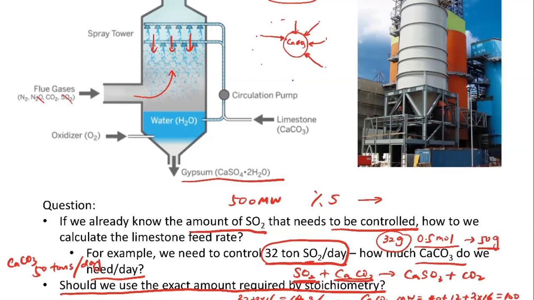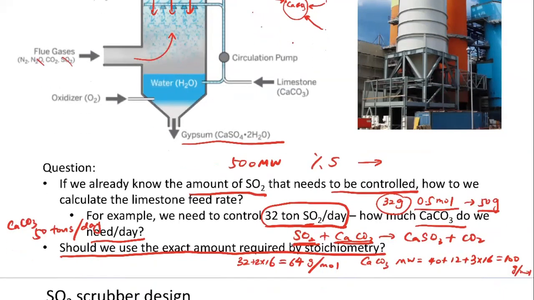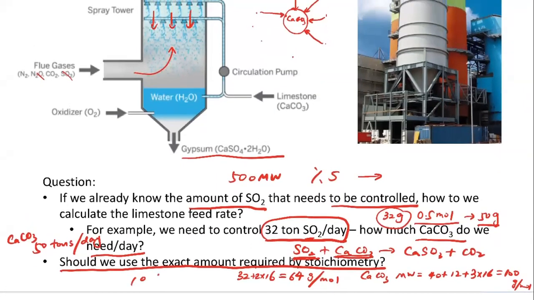And if we cannot control the residence time of the droplets, if it's very short, then the sulfur dioxide cannot completely react in this system. So we always need to provide extra of the reactants to neutralize the sulfur dioxide, okay? So generally people will just provide 10% more of the limestone or lime into the system to let it better react with the sulfur dioxide in the system.